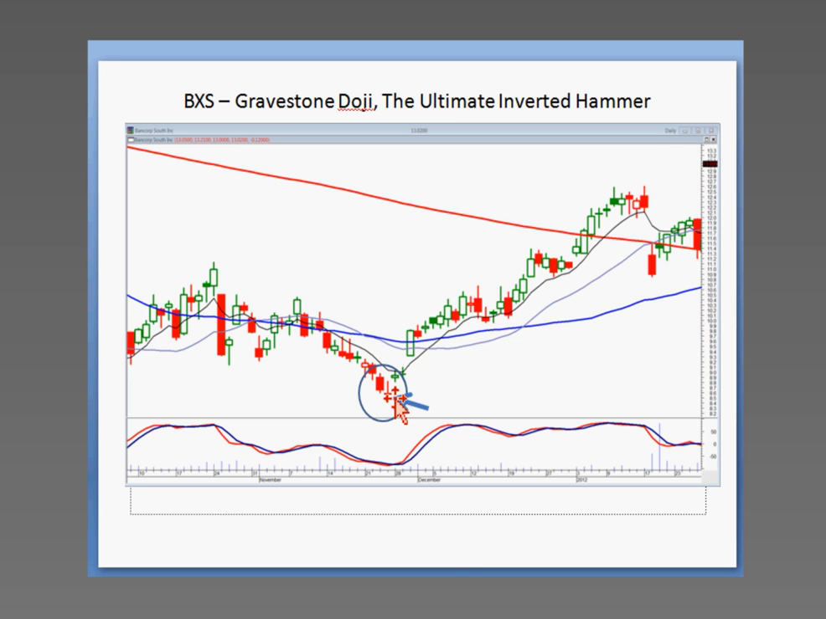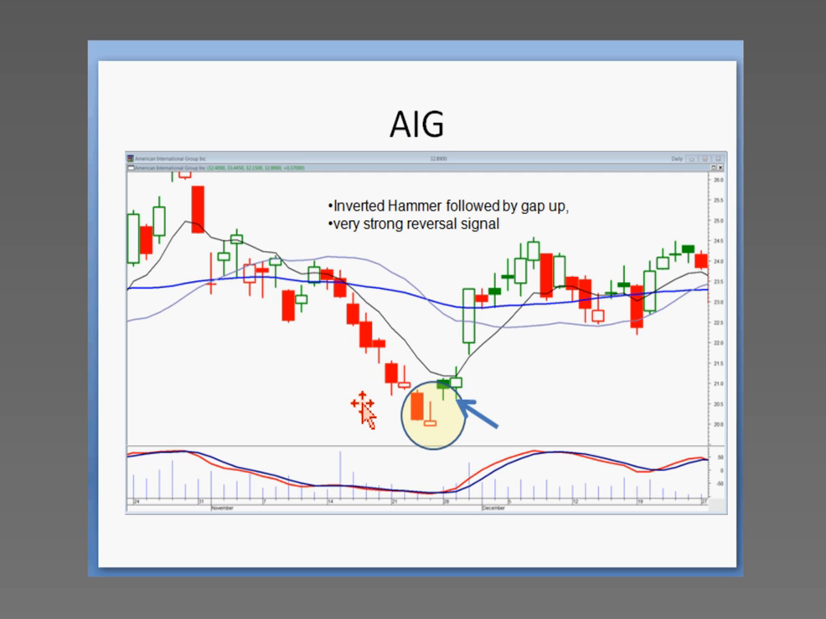There's the ultimate of your inverted hammer, which is the Gravestone Doji. And remember what our best friend is: a doji followed by a gap up. The more they gap up in the beginning, the stronger the strength is going to be in that uptrending or the new uptrend. Inverted hammer, gap up.